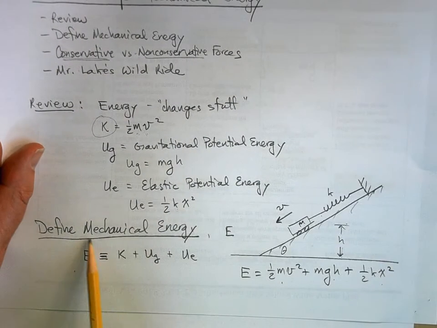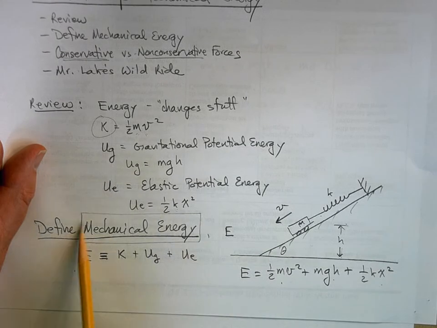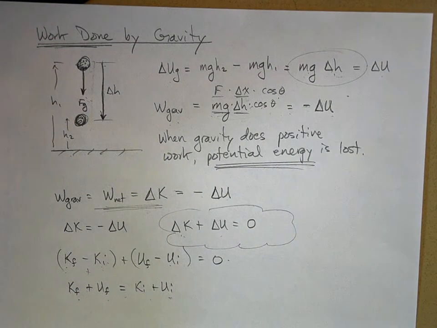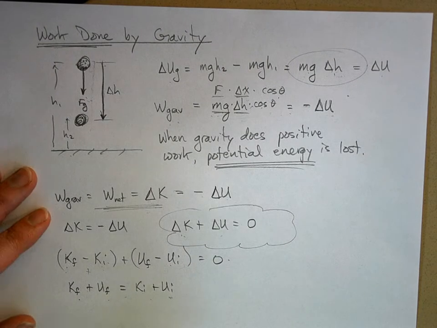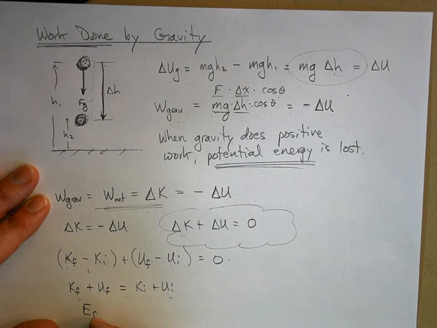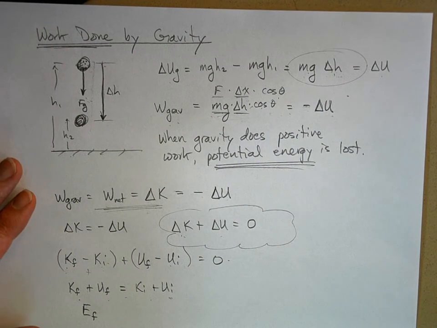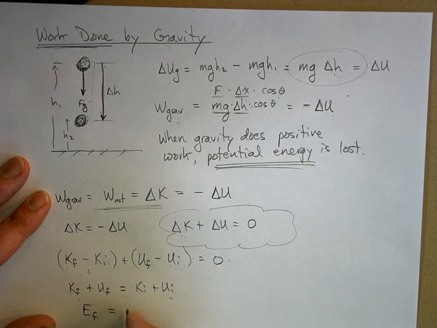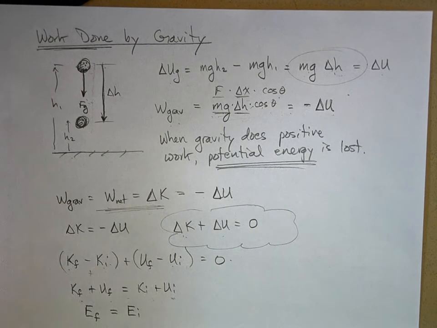We called it mechanical energy, E. Now there's no springs in this problem, so let's ignore elastic potential energy for right now. This is the final mechanical energy. It must be equal to the initial mechanical energy.